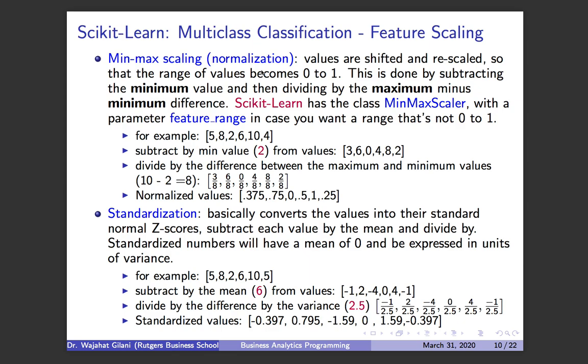Now, for example, how does this work? Let's say we have a column of values: 5, 8, 2, 6, 10, 4. First thing I do is subtract the minimum value, which is obviously 2, from each value. So now I get an array: 3, 6, 0, 4, 8, 2. I just subtracted 2 from all these numbers.